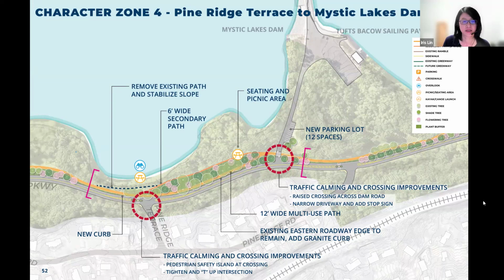that allows pedestrians to cross the intersection safely. We would also narrow down the curb cut and have a stop sign at the intersection that allows cars from the dam road to stop before they turn. And we are proposing a new parking lot along that branch with 12 new spaces.